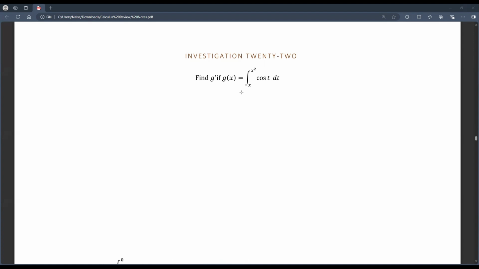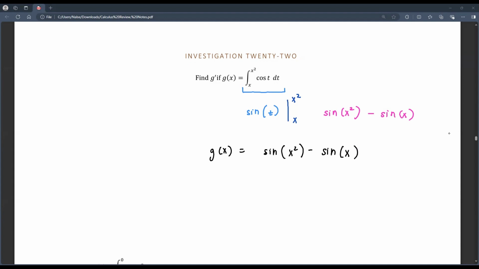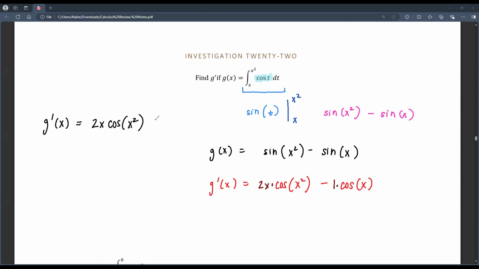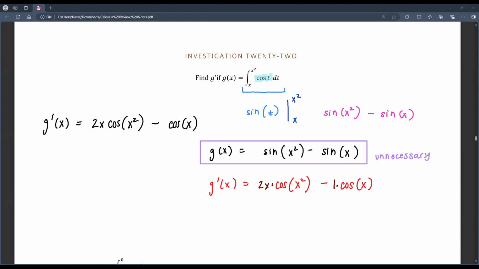Investigation 22 is designed to help you understand the second fundamental theorem of calculus. If we take the antiderivative and follow up with an upper minus lower calculation, we find a new way to express g of x. And we can find the derivative of g of x, taking the derivative term by term. We just need to be mindful of the chain rule as we take each derivative. Here is the rule for g prime of x. And what I want to bring to your attention is that taking the antiderivative is actually an unnecessary step. The derivative rule can be found by plugging the bounds into the integrand and multiplying by the derivative of that bound.